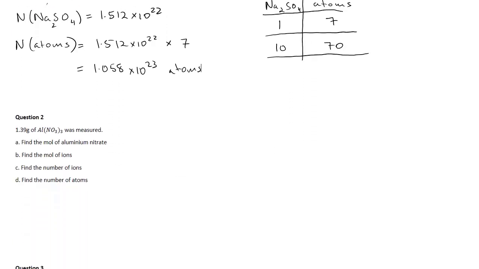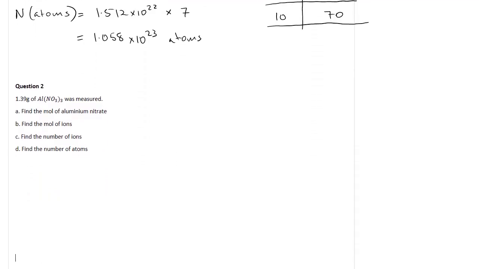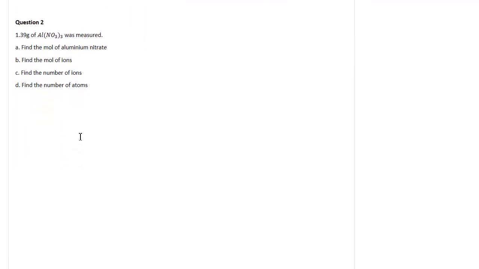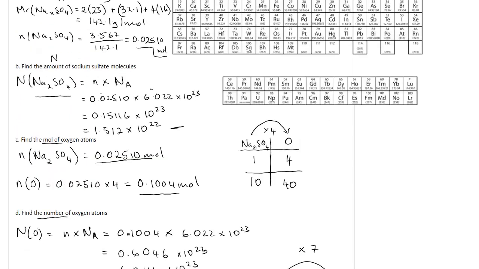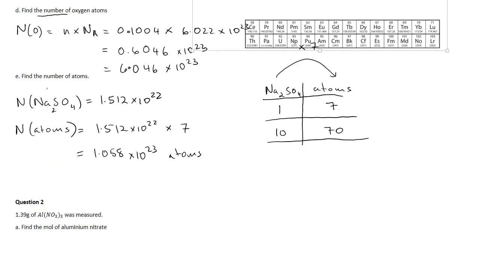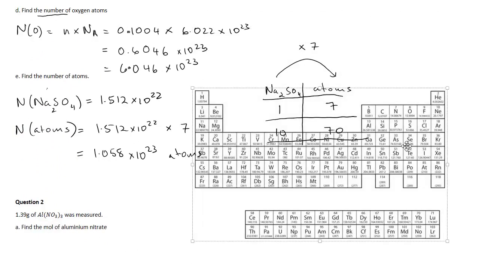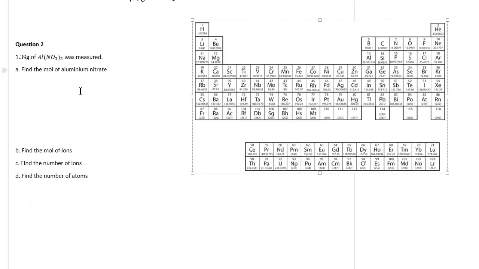Alright, so question 2. Question 2 tells you how much mass of aluminium nitrate there is, and it asks you once again to find the mole of it. So we need a periodic table. I'm just going to grab it from here. Okay, so that will be handy. Alright, now find the mole of aluminium nitrate.